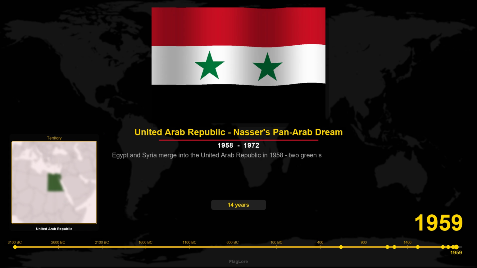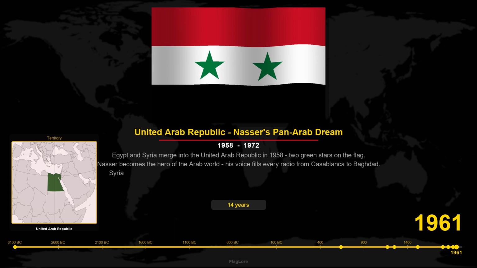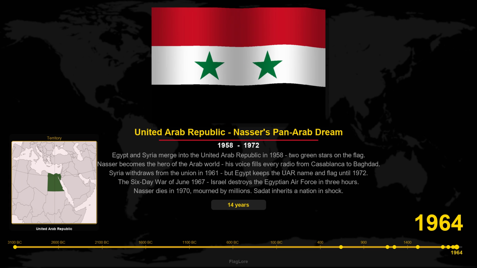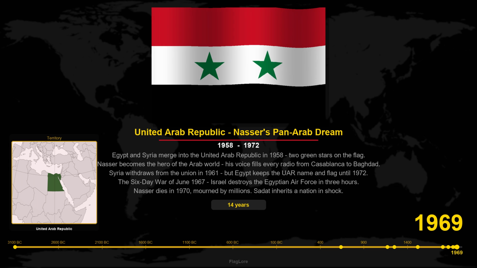Nasser's pan-Arab dream briefly merged Egypt and Syria into the United Arab Republic, adding 2 green stars to the flag. Despite Syria's quick withdrawal and the devastating 6-day war, Egypt proudly kept this flag until Nasser's death in 1970.